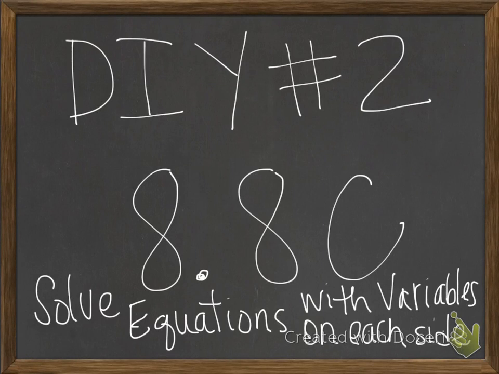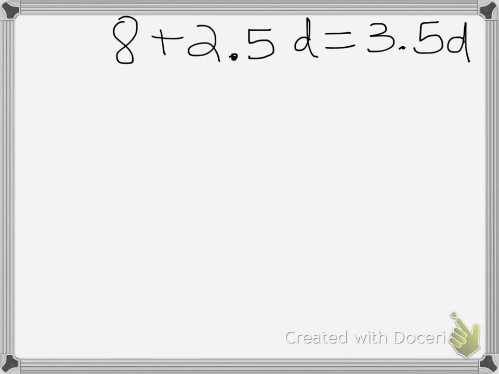Alright guys, this is your DIY number 2 for 8.8c. We're still solving equations, but now we're going to look at solving equations with variables on each side of the equal sign. So let's take a look at an example problem. Here, I have 8 plus 2.5d equals 3.5d.